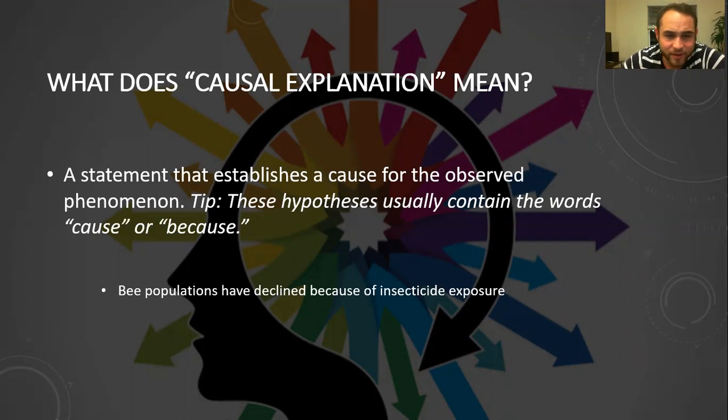Now, this hypothesis will usually contain the words cause or because. This is happening because this is here. This is happening because we introduced a new species. So bee populations have declined because of insecticide exposure. Again, that's a very good, very fair hypothesis. You expose the bees and see what happens, and then prove your hypothesis right or wrong.